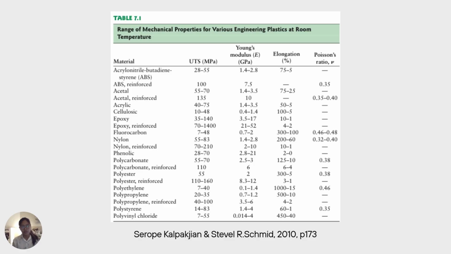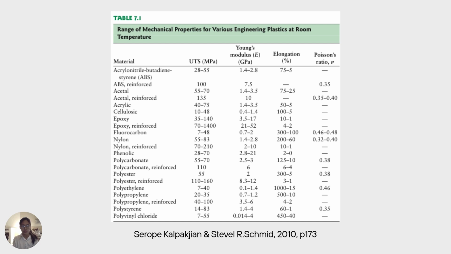This table shows the range of mechanical properties for various engineering plastics at room temperature. This data helps us understand how different polymers compare in terms of strength, stiffness, flexibility, and deformation characteristics. The second column shows ultimate tensile strength, UTS, a measure of how much stress the material can withstand before breaking.